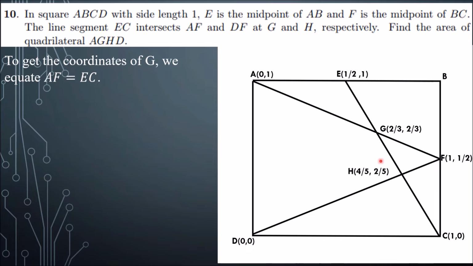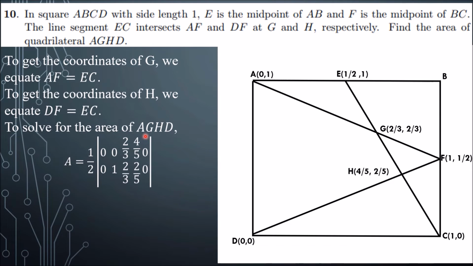Now to get the coordinates of G, this is the intersection of AF and EC. We'll equate the equation of AF and the equation of EC, and we'll get (2/3, 2/3). So these are the coordinates of G. To get the coordinates of H, the intersection of DF and EC, we'll equate the equations of DF and EC. We'll get (4/5, 2/5).